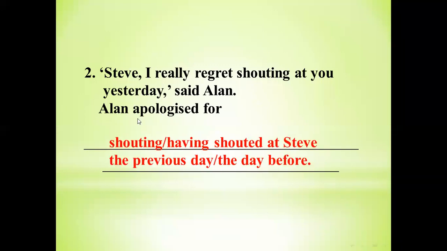So, Alan apologized for what? For shouting. This is the verb ing form. Shouting or having shouted at Steve. Okay, meaning he apologizes for shouting at Steve. The previous day. What about the previous day? We changed yesterday into the previous day, or you can change yesterday into the day before. Okay.